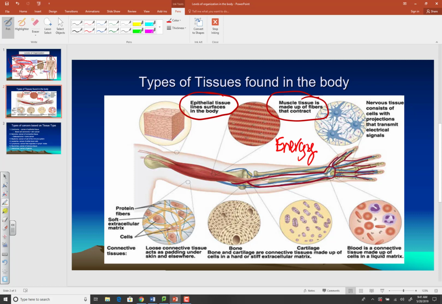And the only energy a cell can use is this stuff called ATP. More on that later. That's an abbreviation for adenosine triphosphate. And the three types of muscular tissue that are found in the body are: number one, skeletal muscle. Number two, smooth muscle.